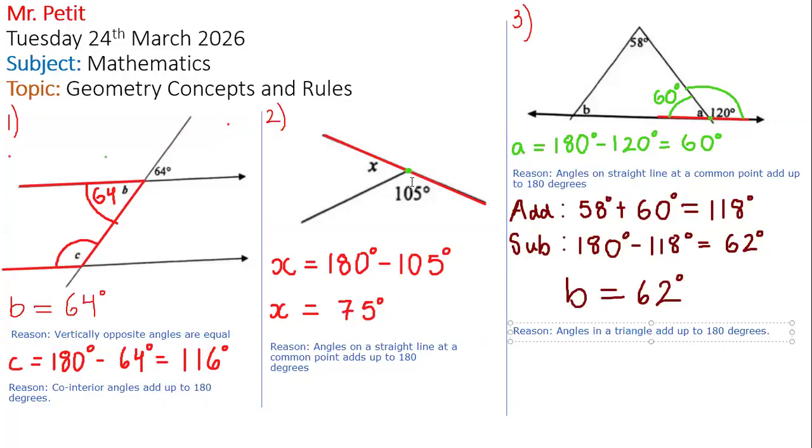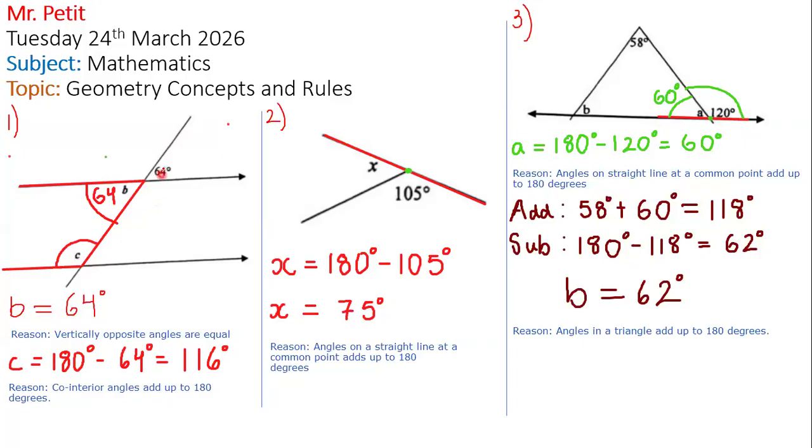1 to 3. Okay, so let's quickly revise it. I'm going to revise it for Keyshawn, but for those of you who are finished, you can take a picture of your work and send it to me via WhatsApp. So let's look at B. So we said that B is equal to what, Keyshawn?